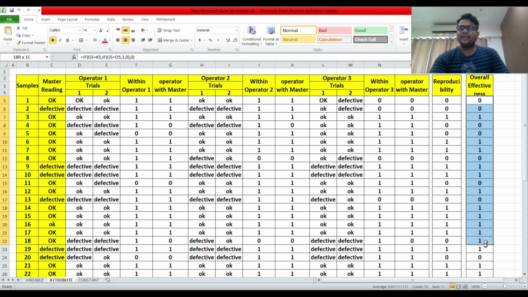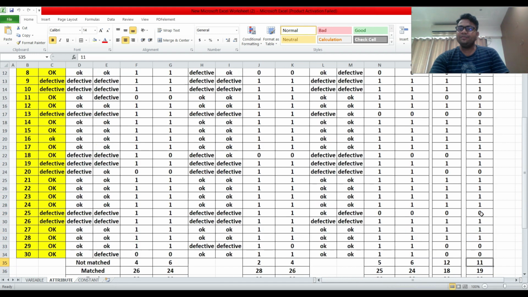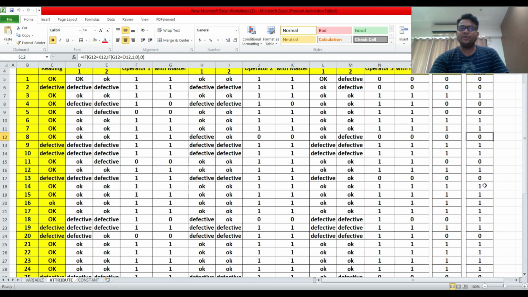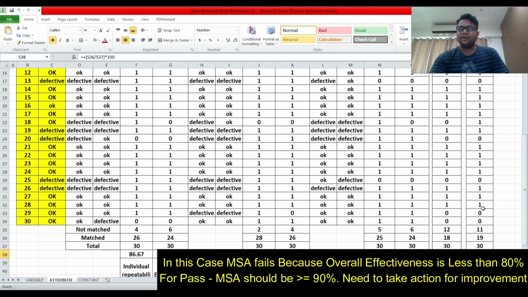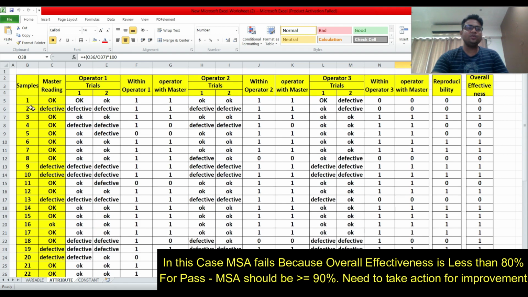So like this we can calculate for all the samples. Here you will see that 0 has come 11 times. It means that 11 times their results did not match each other as well as the master reading. So 19 times matched. When you go for overall effectiveness, you divide 19 by 30, into 100, which is equal to 63%. So like this guys, you can calculate MSA in your Excel sheet in your company.